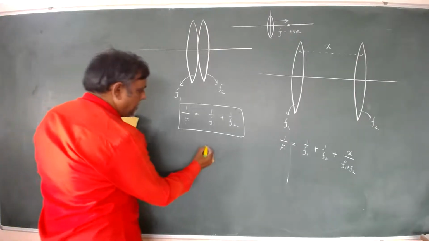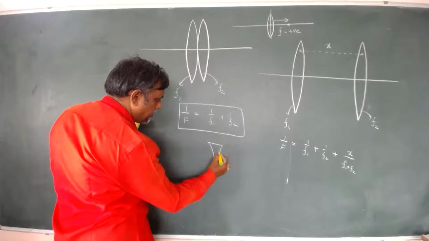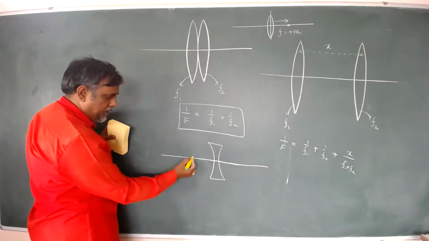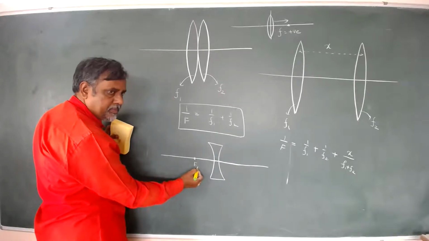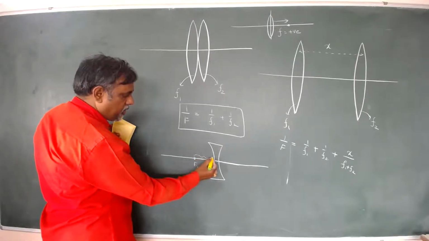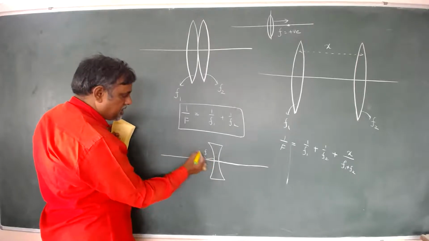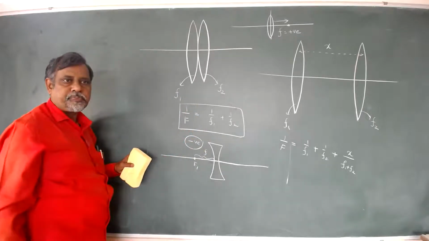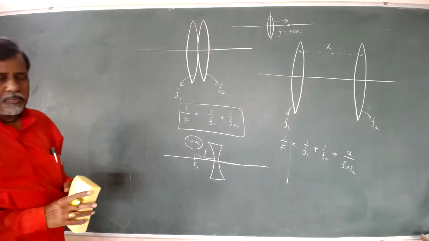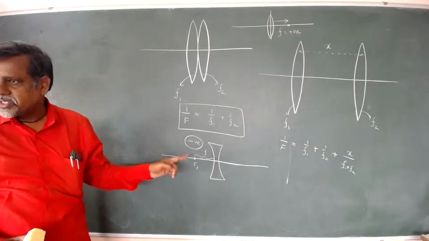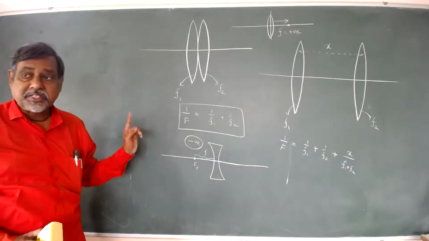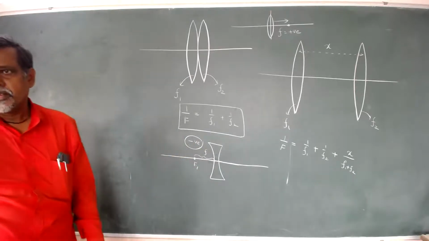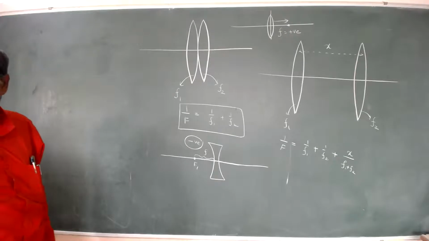Next, for a concave lens, look at this concave lens I am taking. Here, the primary focus lies on the left side, so the primary focus will be here, and this is the focal length we need to take. So this is negative. In the case of a concave lens, the focal length becomes negative. Whenever you do any problem with a concave lens, the focal length has to be taken as negative, because the primary focus lies on the left side.